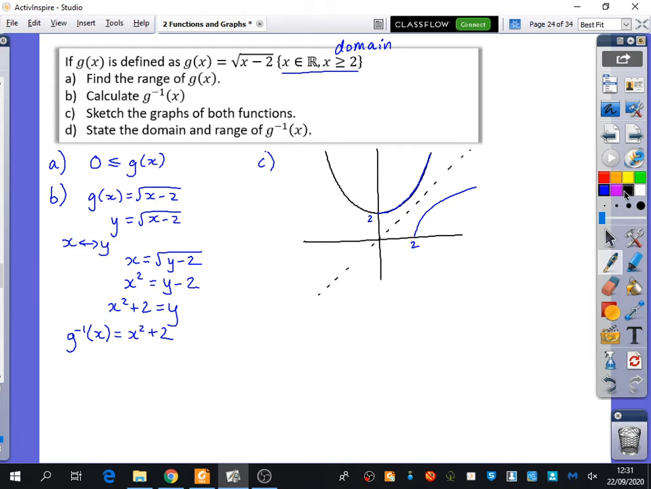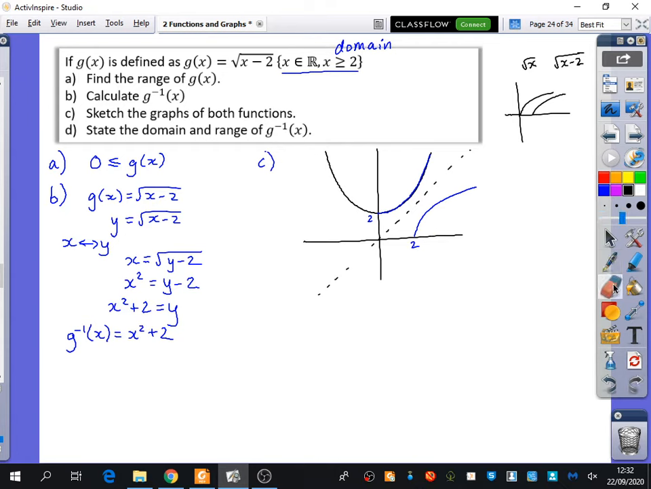Again, this makes sense because a square root graph would normally start at 0 if it was the square root of x. But ours is the root of x minus 2. What transformation would this be to go from root x to root x minus 2? It would be a translation of (2, 0). So it's actually moved from here to the right by 2 spaces. Okay? So we've sketched the graph of both functions.